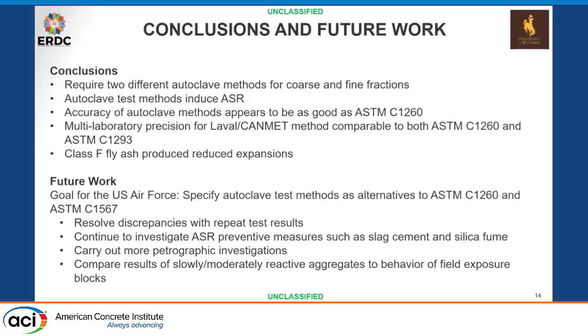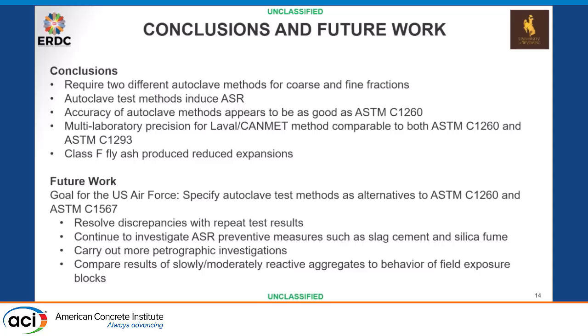So we do have some conclusions at this point. We know that we need two different test methods if we're looking at coarse versus fine, because the 24-hour test is just too severe. We are seeing ASR, at least in the highly reactive aggregates that we know we should be getting ASR in. So far, if we ignore those two really bad outliers, the accuracy appears to be at least as good as 1260, and we are in fact picking up on some aggregates that pass 1260. I didn't present on this, but the multi-lab precision for the Laval CanMet mortar bar method is on par with 1260 and 1293. That's a good thing. And we did see some suppression of expansions with the Class F fly ash.